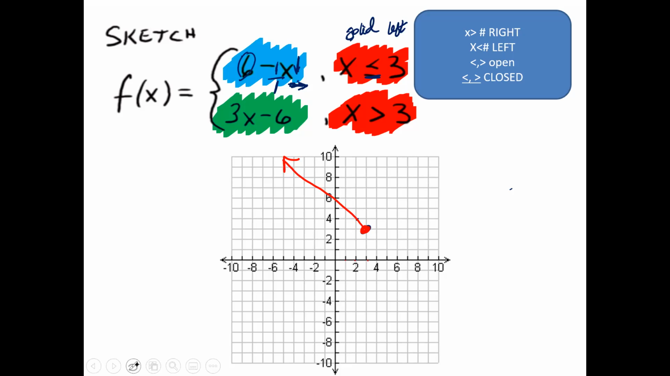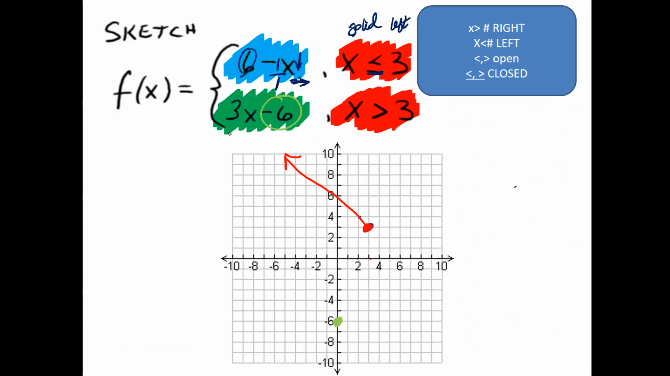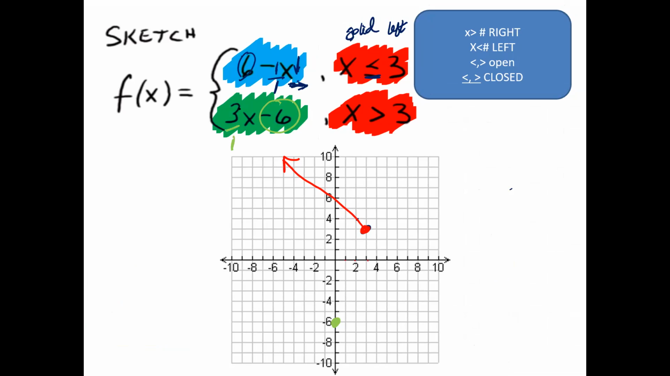Okay, now let's go ahead and graph the green one. Start off at -6, so all the way down here. And then you're going to have a 3 over 1, so you go up 3 over to the right one. So let's go 1, 2, 3 to the right one.